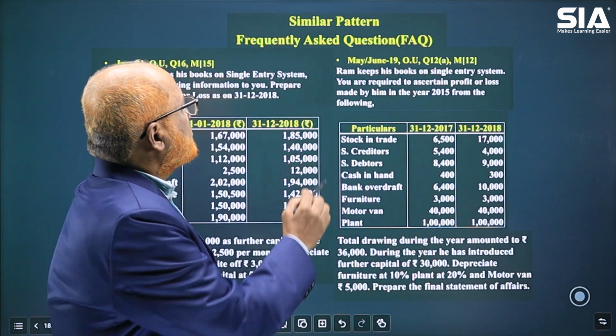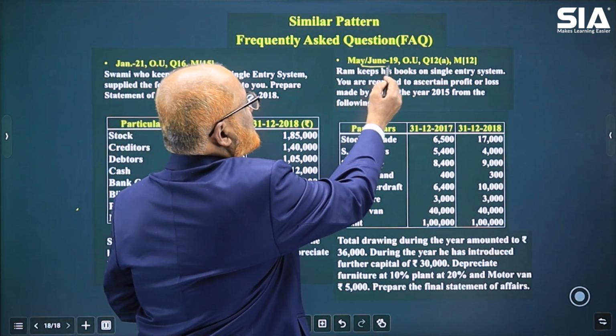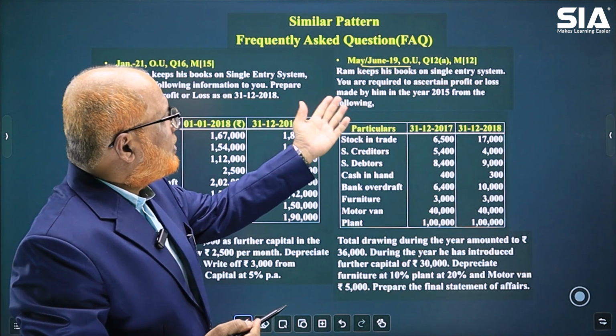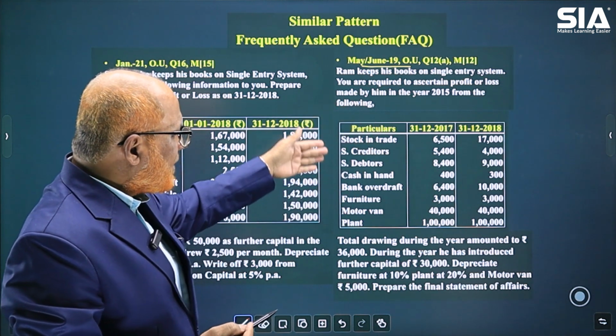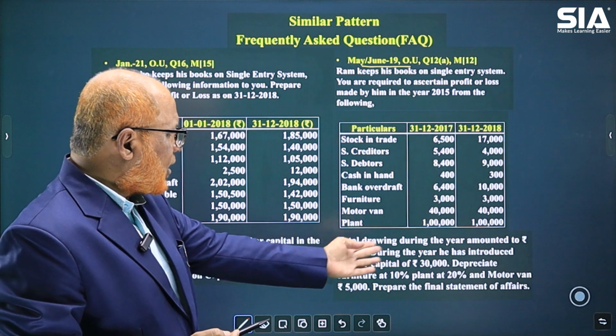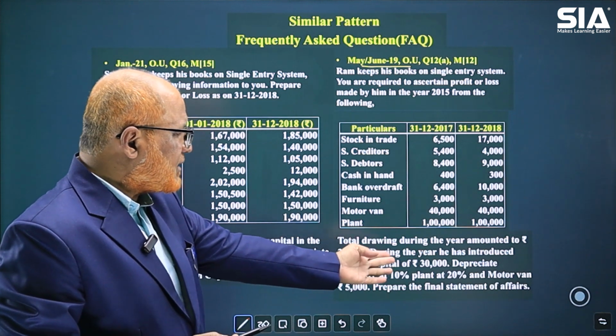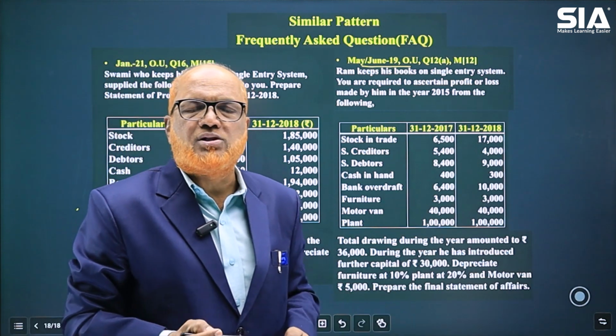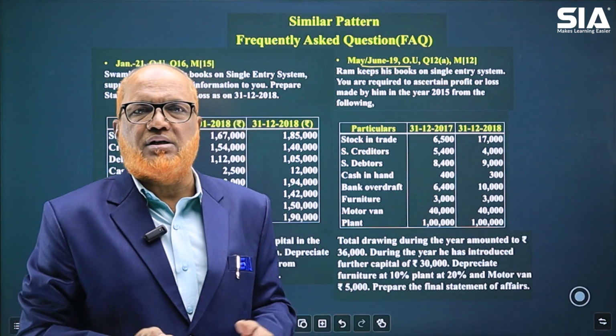Similar type, one more problem, it was asked in May-June 2019 for 12 marks. Ram keeps his books by single entry, you are required to ascertain profit or loss. Same assets and liabilities are given, total drawings are given, further capital introduced 30,000, depreciate furniture. Exactly similar points to what I have just discussed.